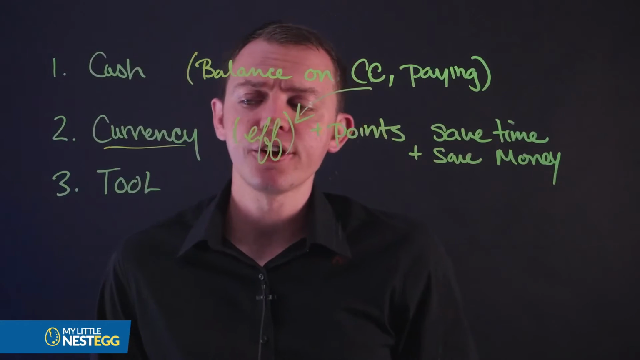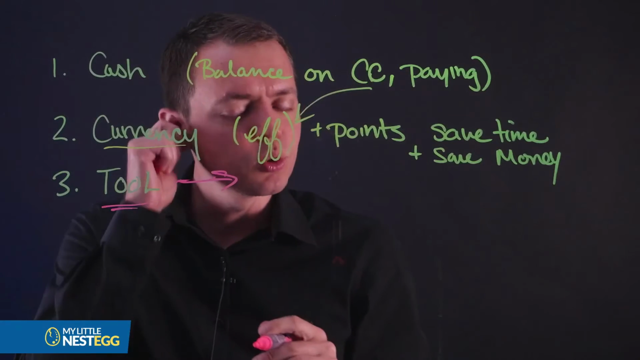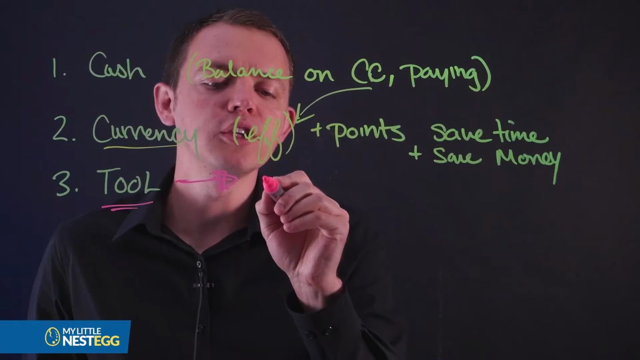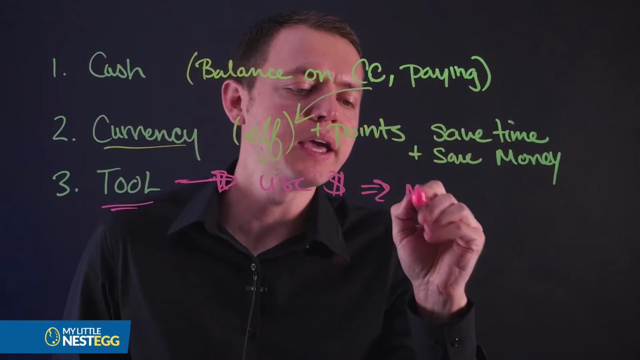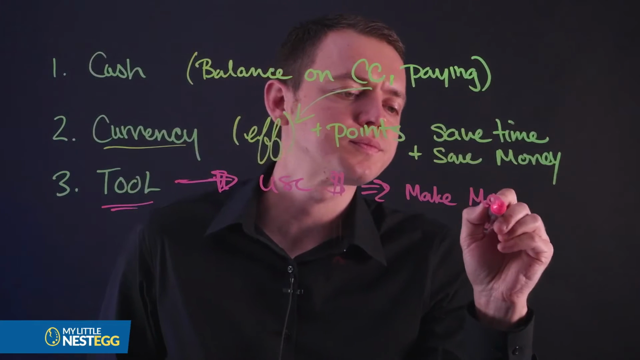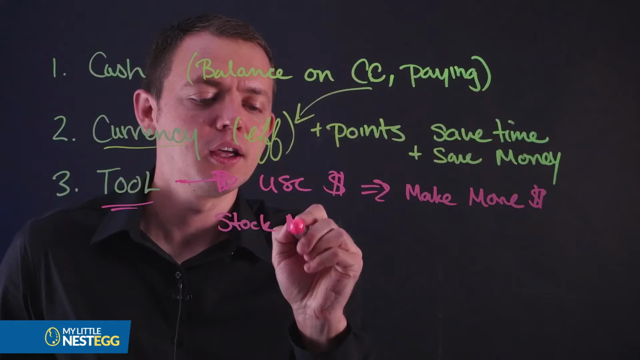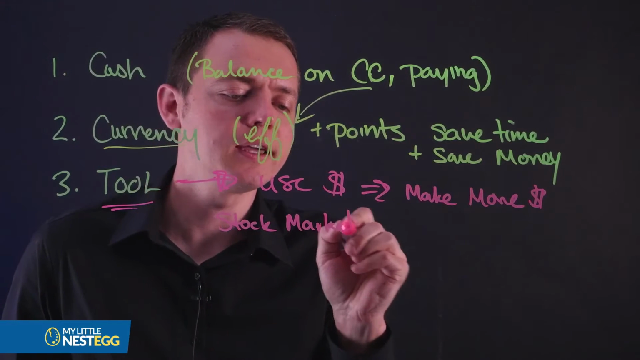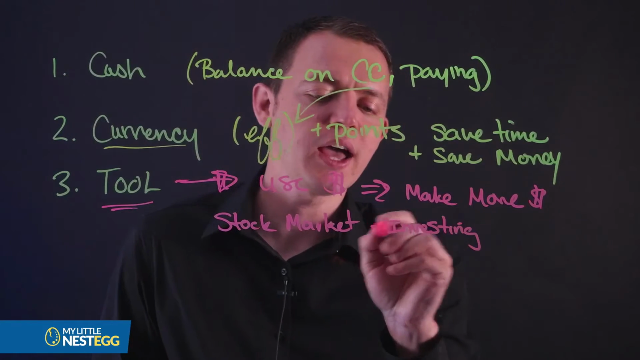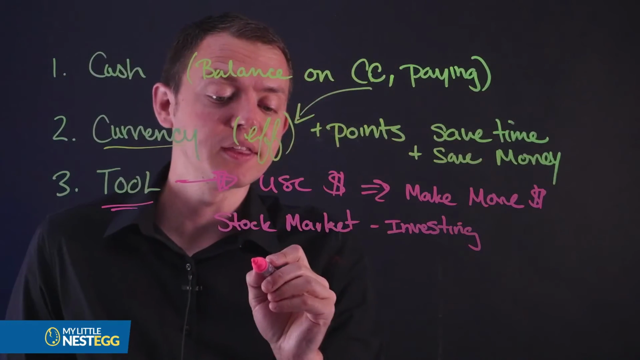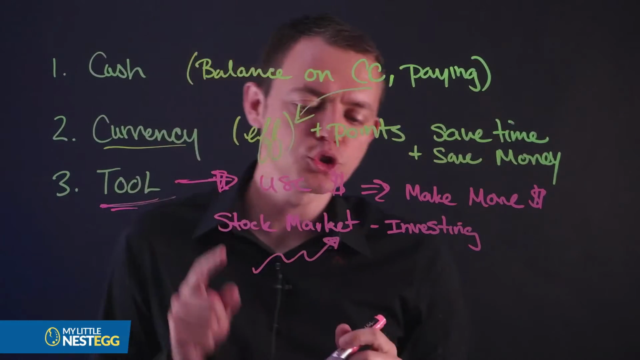And finally, the third thing, this is what money managers do. They use money as a tool. And when you look at using money as a tool, they use money to make more money. So you probably have seen this thing called the stock market or investing. Any kind of form of investing where you're directly investing in cash or capital, and then you're ramping things up and you're making more money from your money. This is when you're using money as a tool.